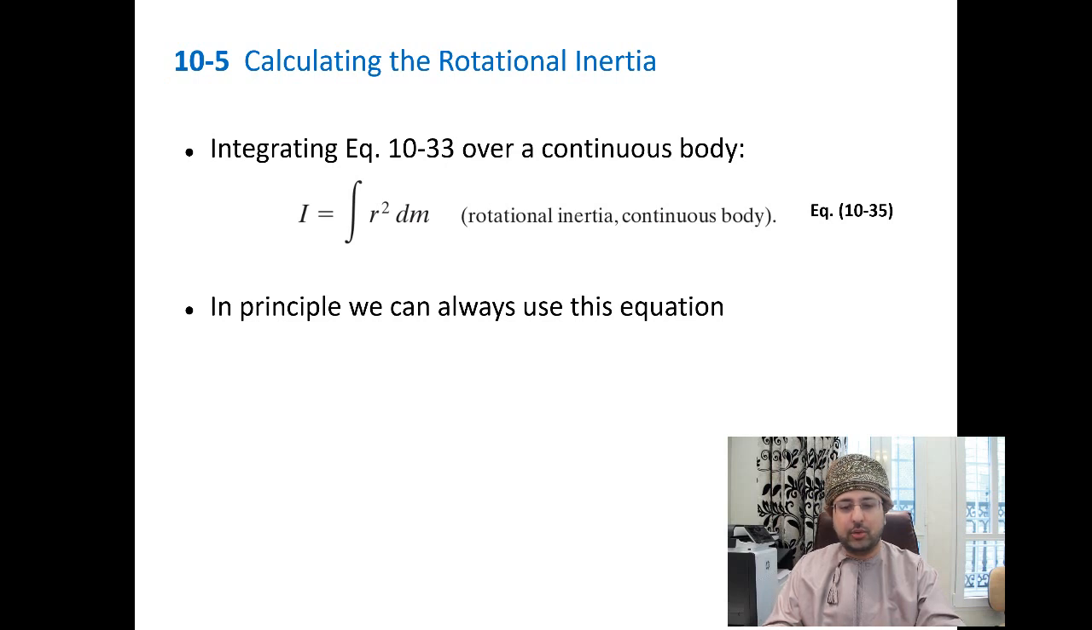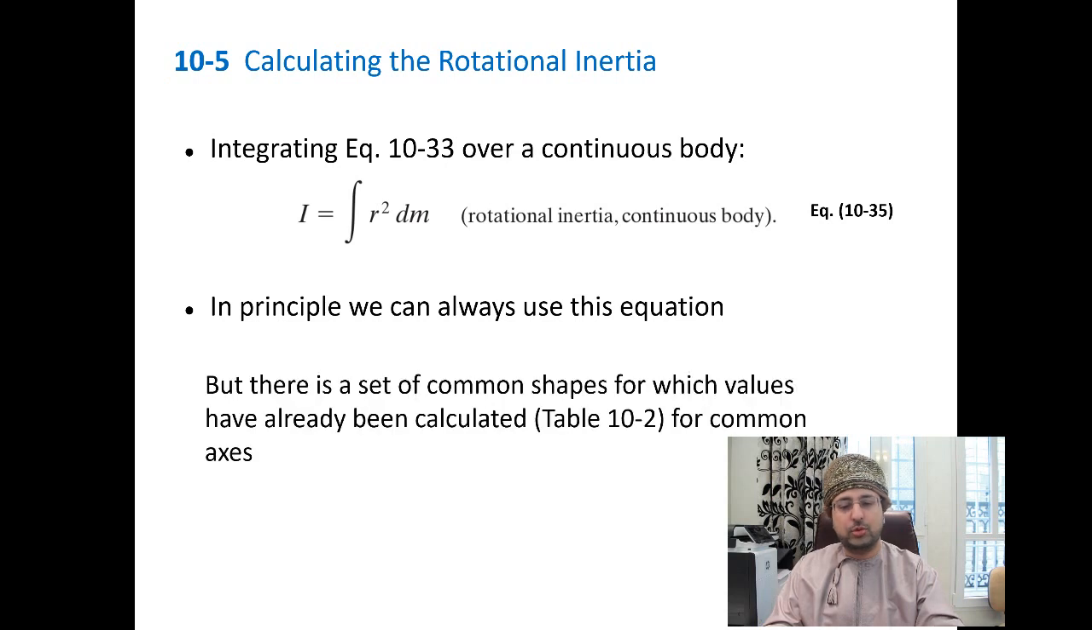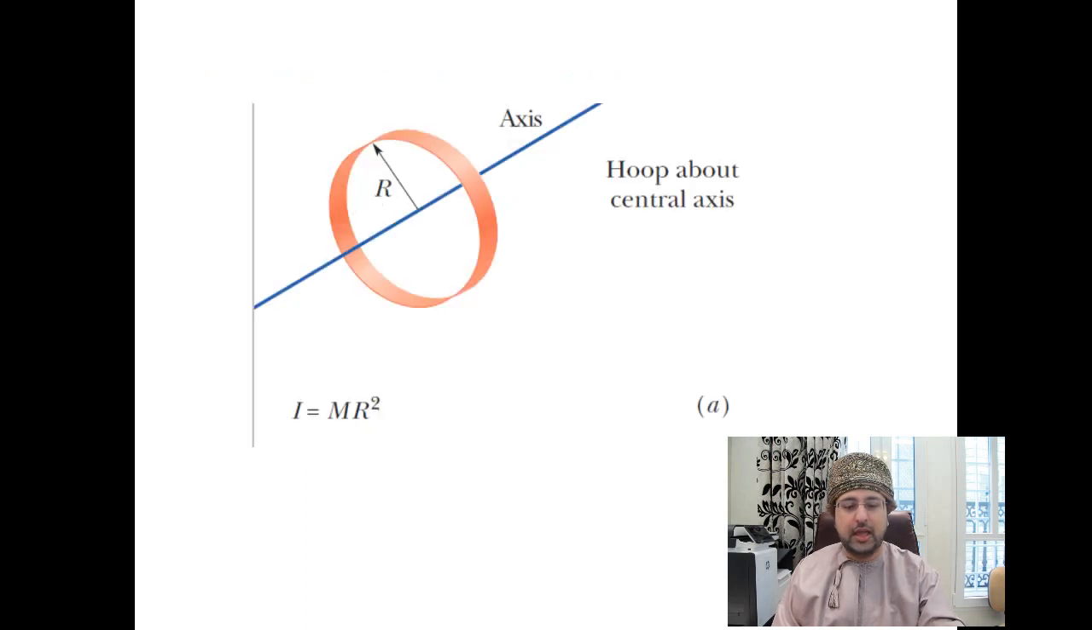Now integrating that equation over a continuous body, in principle we can always use this equation, whatever object we have. But it's not always nice, and especially it's not easy to define mathematically the boundaries of a weird looking object. So what we do is we have a set of common shapes that we regularly use over and over again, not only in this course but in general things as well. And the values for those have already been calculated, and it's given in your book in table 10.2 for common axes.